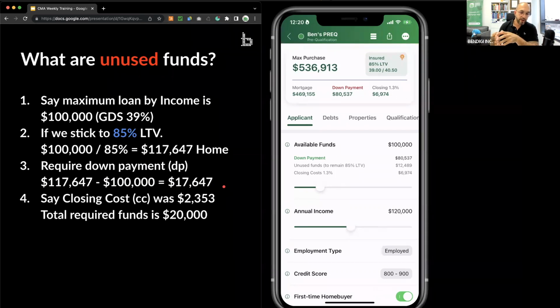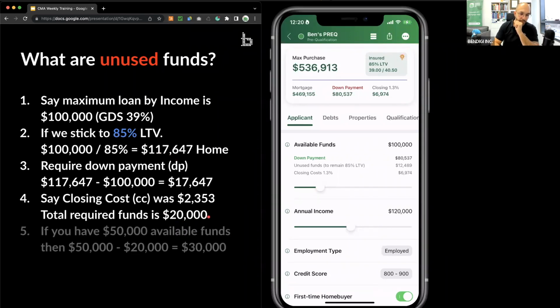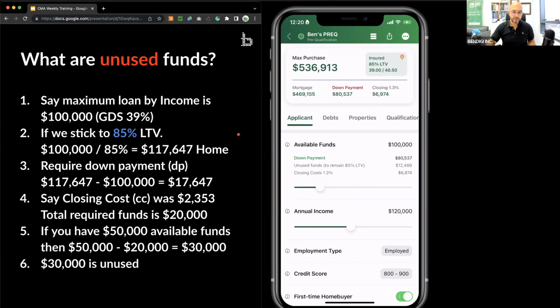The total required funds to make sure I'm at 85% is actually $20,000. Cool. But what if I have $50,000 available? Well, too bad. You cannot put more down payment, because if you put more down payment, then your purchase price will change and it will no longer be 85% of your max loan. You can't. So this is the unused funds, and this is what shows up here. 30,000 is unused. That should be clear now about the LTV.